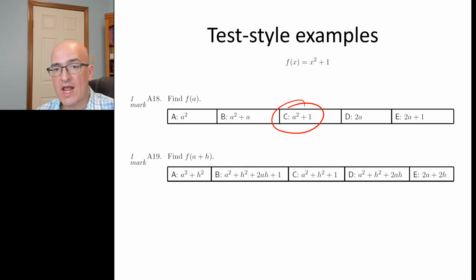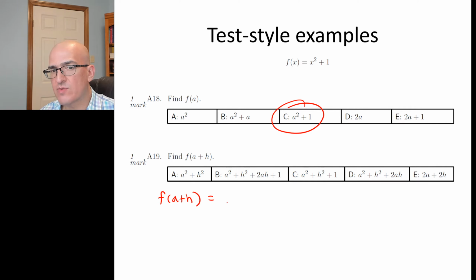The next one's more complicated. We're replacing x not by a, but by a plus h. So let's write that out more carefully. If it was f of 5, we would have 5 squared plus 1. f of a is a squared plus 1. Well, what's f of a plus h? It's a plus h squared plus 1. Notice that's not an option. You might be tempted to circle C. It's wrong. Let's do FOIL.